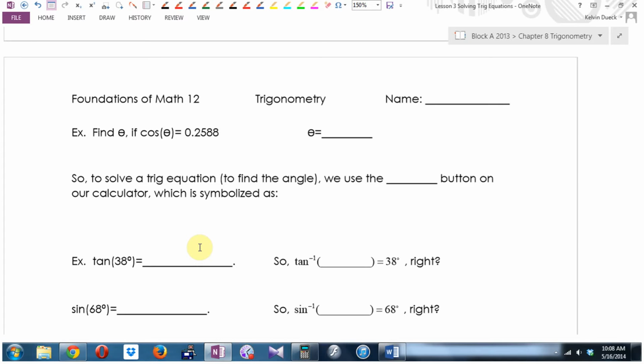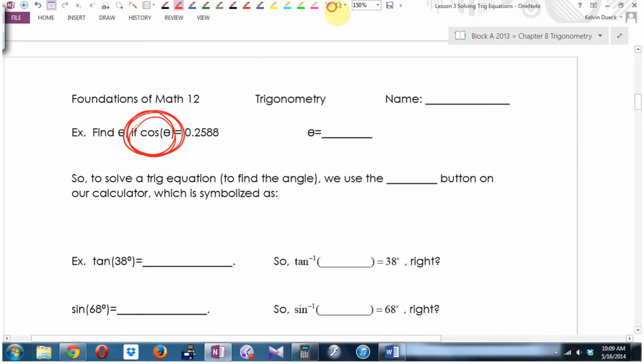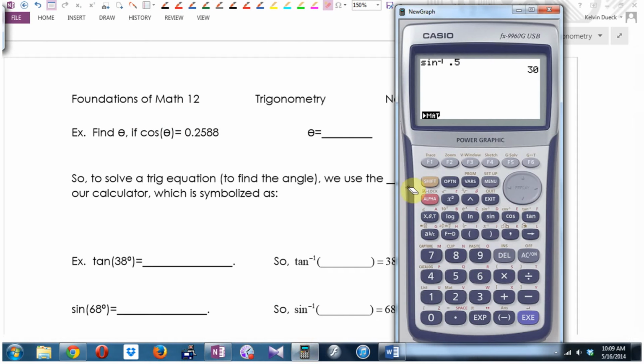Okay. So, here's the question we're going to be solving today. Find theta if cos theta equals 0.2588. Well, which trig function did they give me? Which trig function, folks, I need you here. Which trig function did they give me? Cos. So I want to find the angle. So I'm going to go second function or shift cos of 0.2588. What's theta? What angle did it come from? Trying this on your calculator? That's the whole point. What do you get? Yeah, 75. We've rounded off a bit, 75 degrees.